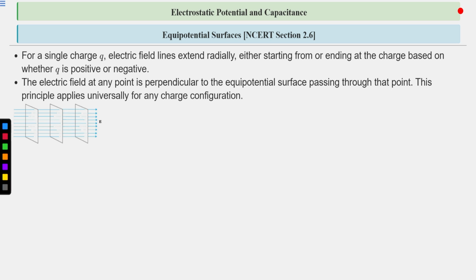Which surface charge configuration produces a uniform electric field? That is a sheet. A charge sheet will produce the uniform electric field.